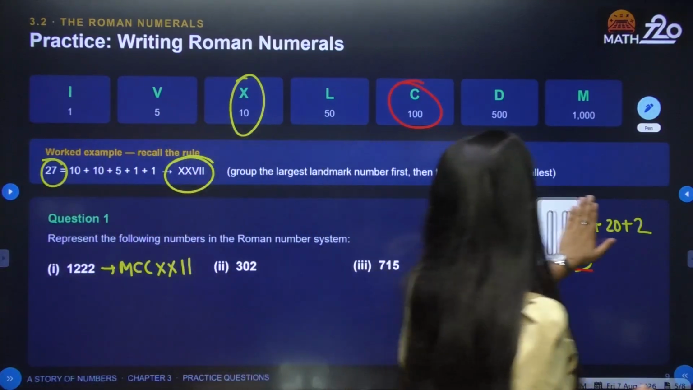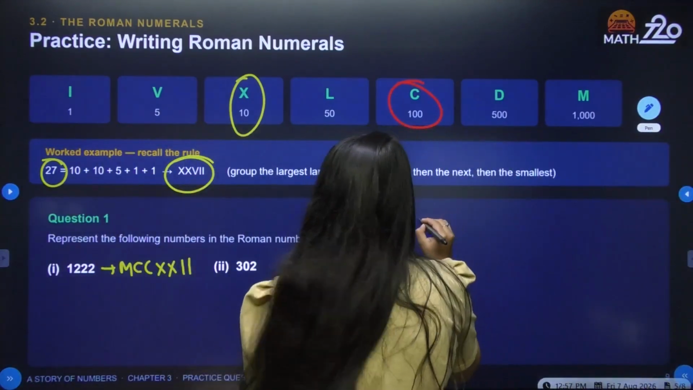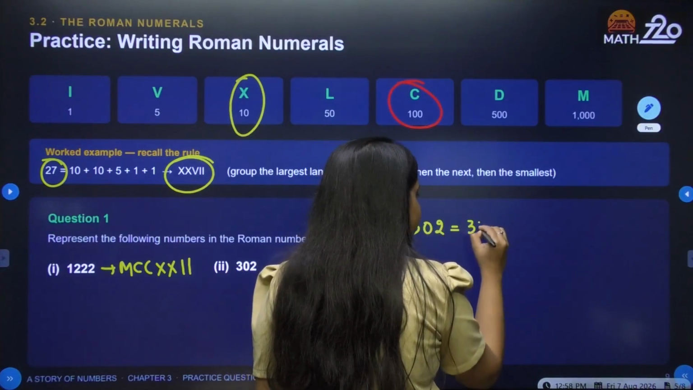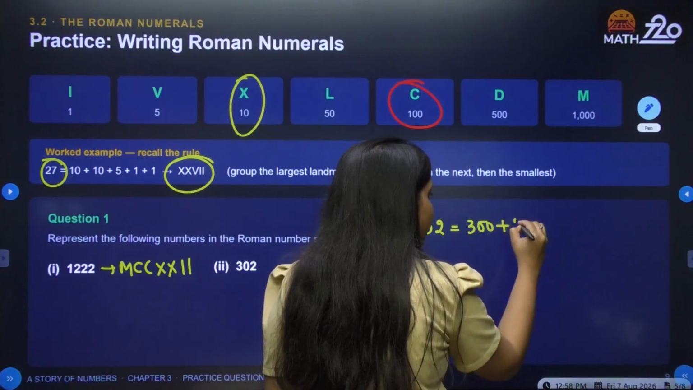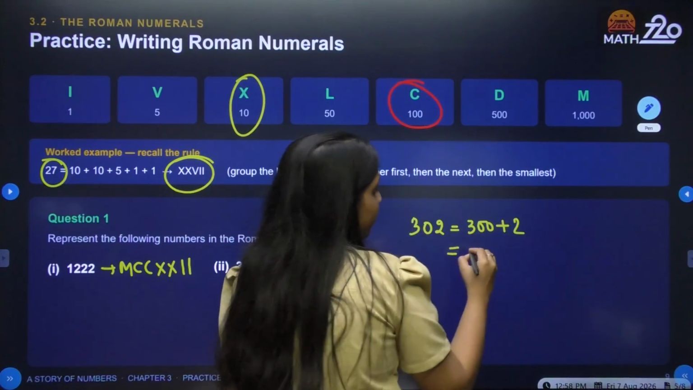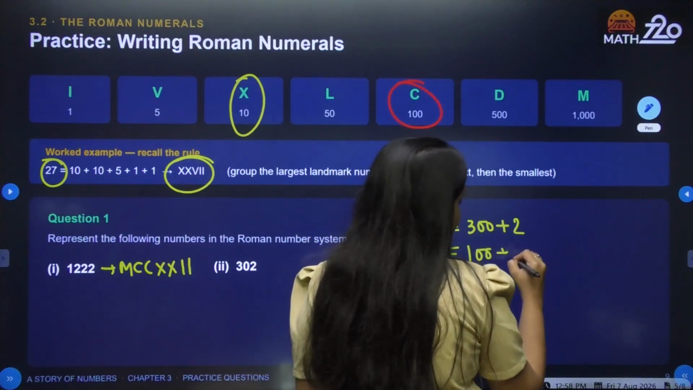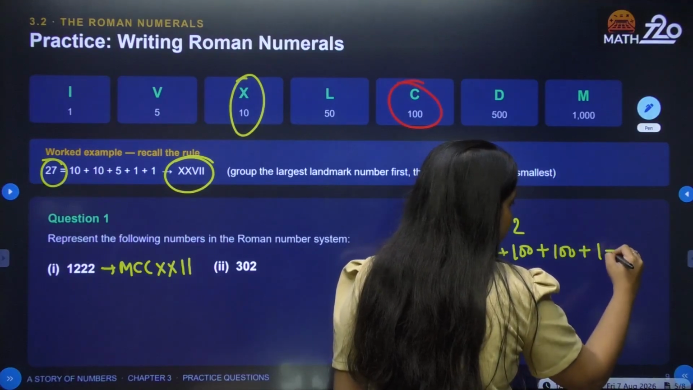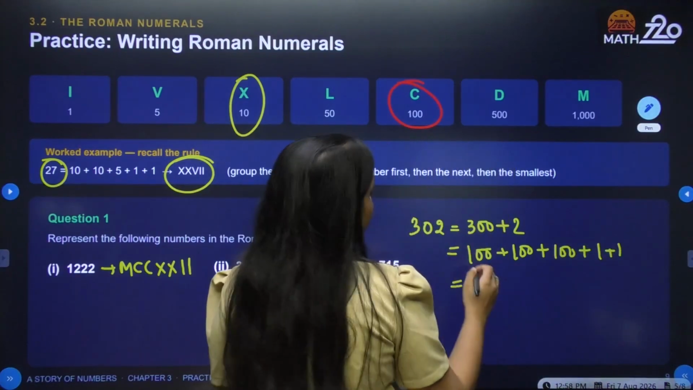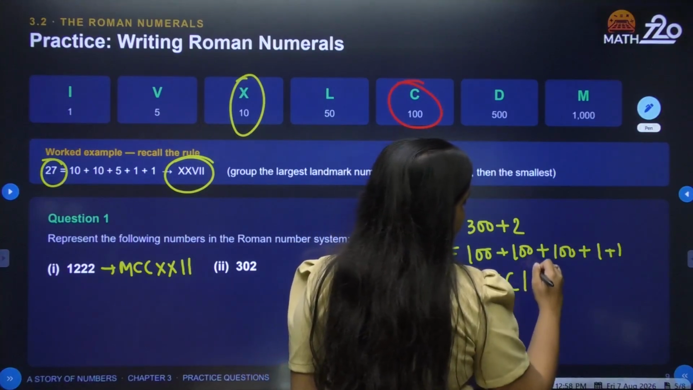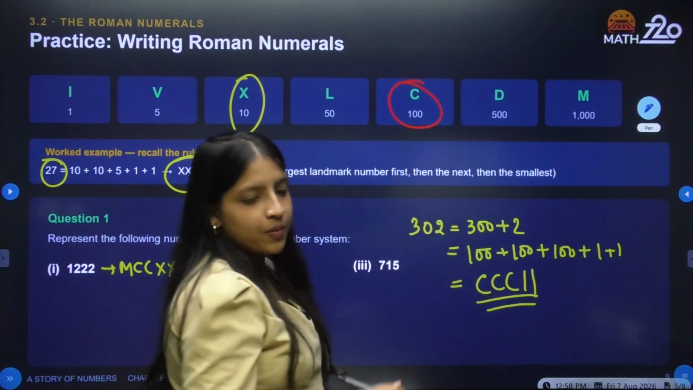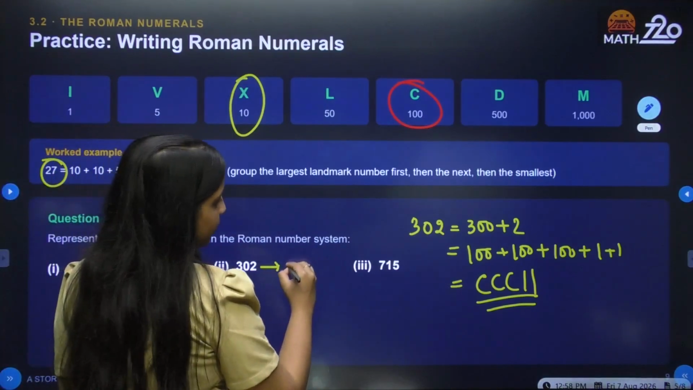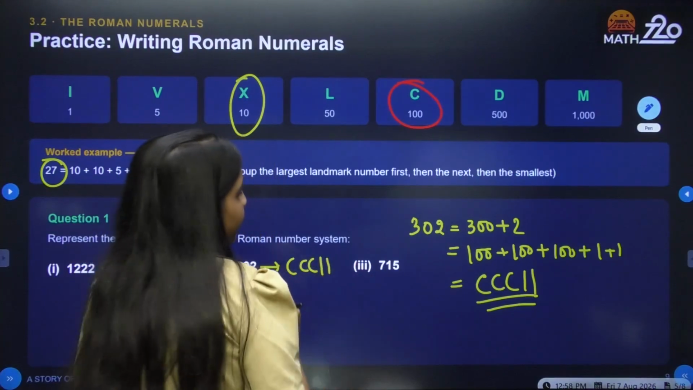Let's discuss the next question. The next question is 302. Let's write it as 300 plus 2. I can write this 300 as 100 plus 100 plus 100 and 2 as 1 plus 1. So it will become 100 is C, triple C, double I. So this is the representation of 302. That is triple C double I.